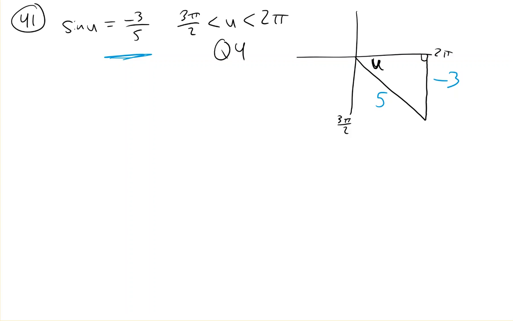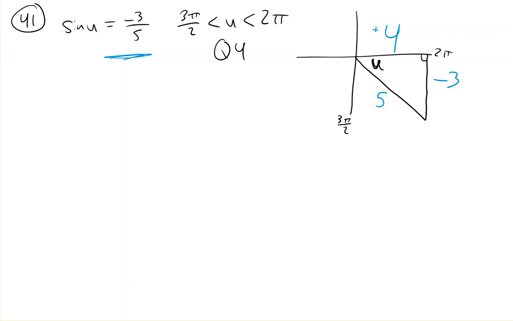Hypotenuse is always positive and the 3's going down. That's how I know the 3's negative and not the 5. Okay, I'm probably going to need to know this side. So this looks like a 3, 4, 5 triangle, or Pythagorean theorem if you don't know 3, 4, 5. And then this is going to the right, so it's a positive 4. Okay, so I haven't even gotten to the question yet. I'm still in the directions.